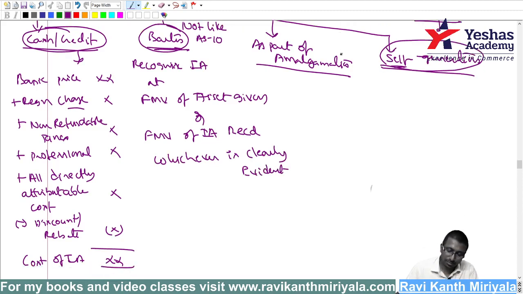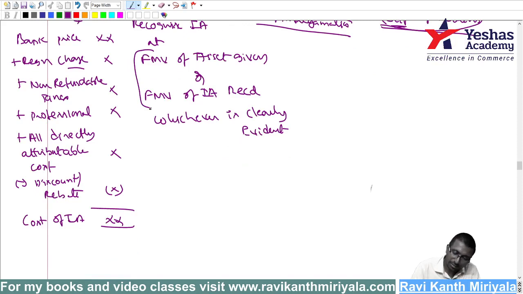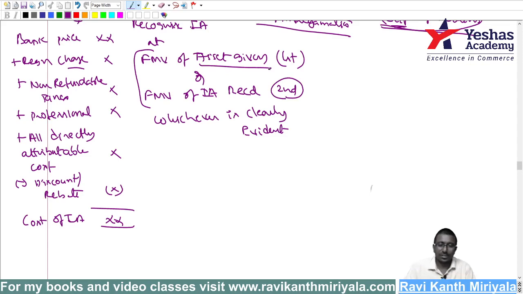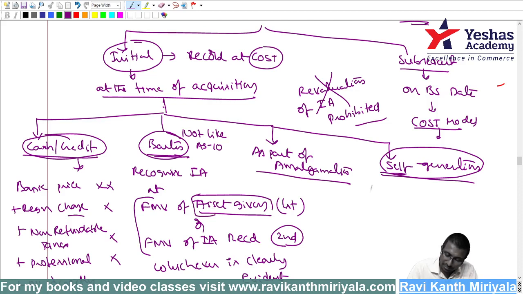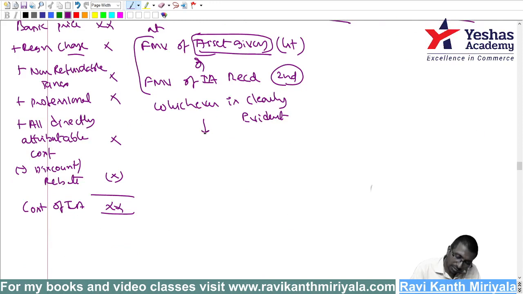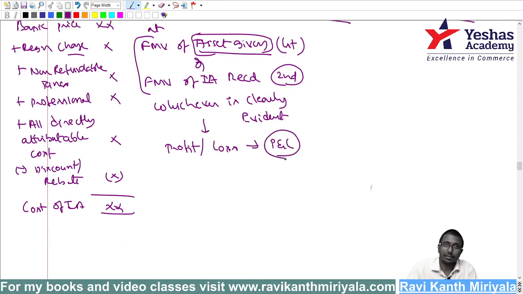How to use this is already explained. This is the first priority you are supposed to give. If you can't measure the asset given, then on initial recognition you have to record it at cost. Cost means what you lost. I gave my asset, so the fair market value of that asset is to be considered. In this case there is a possibility of profit or loss, and that profit or loss should be transferred to P&L.